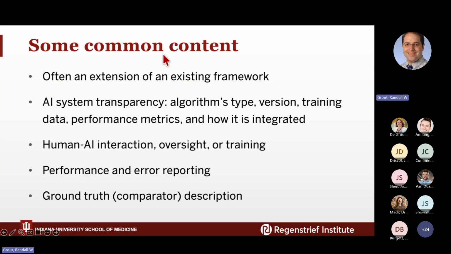So summarizing some of this common content, often it's an extension of an existing framework. A big thing about it is the transparency: sharing the algorithm type, the version, the training data, performance metrics, how it is integrated. Some of them have a specific call out to say, what was the human-AI interaction? What was the oversight of it? What was the training for people that were using the AI, especially if it's involving a chatbot or some type of interaction, the performance and the error reporting, and what was your ground truth, your comparator.